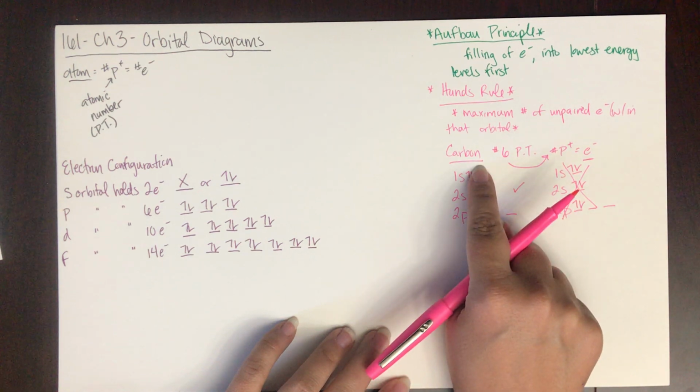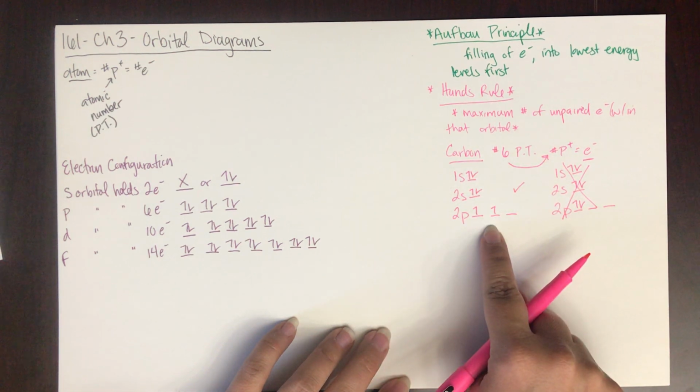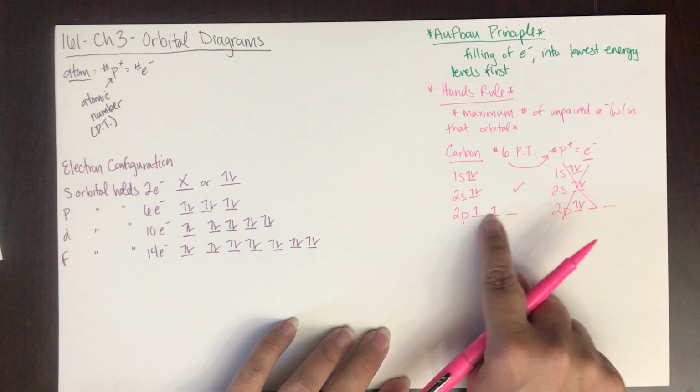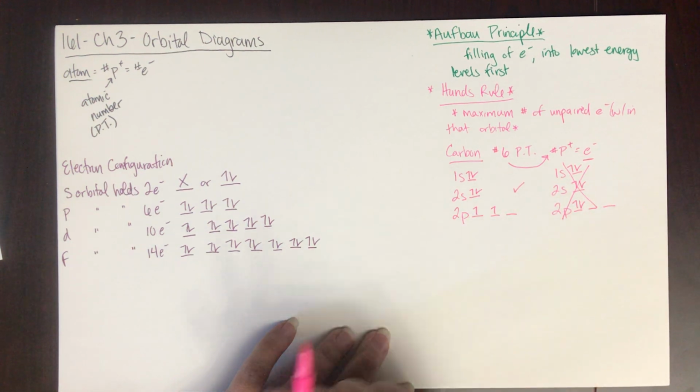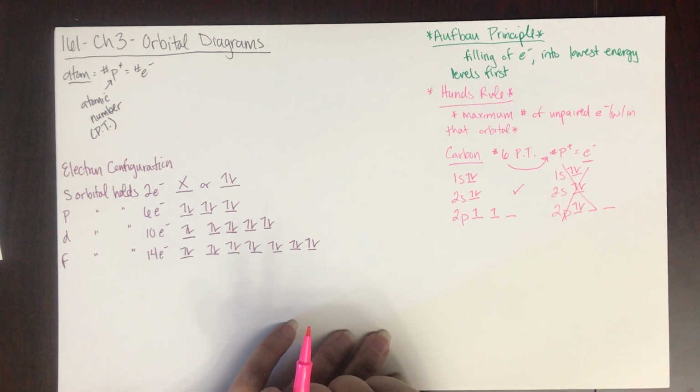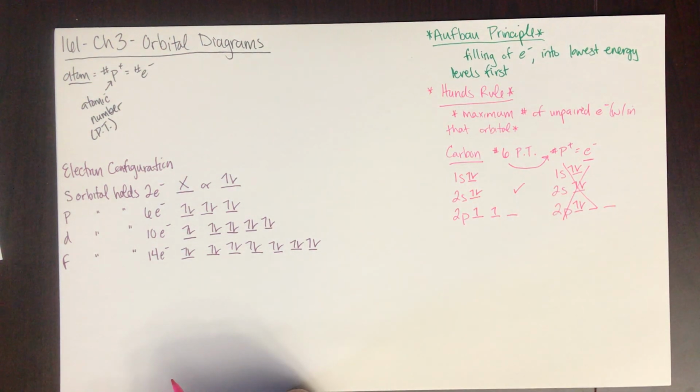We always go from lowest energy level to highest, and we always want to spread out the electrons into individual orbitals before we go back and double up. So that's the rules, that's the gist of this. Let's do some more examples.